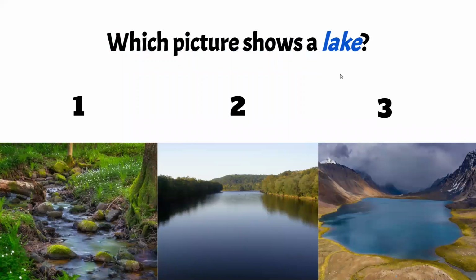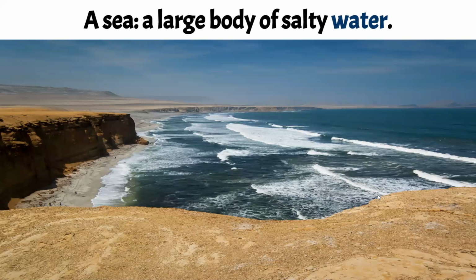Okay, which picture shows a lake? And let me remind you, here it's supposed to be closed. Here it's gonna end here. Okay, so it's a closed area. So what do you think? Which one is a lake, which has land all around it? This one shows a stream. This one shows a river, and this one shows a lake. So which picture shows a lake? The third picture, right? Okay, now let's move to the 4th body of water.